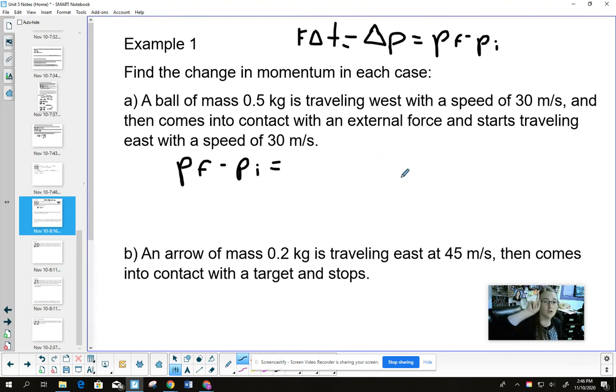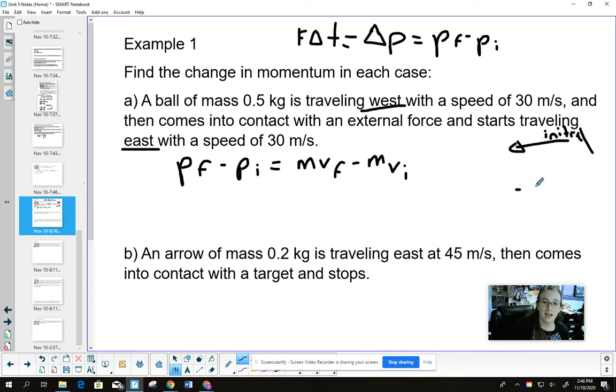Okay, what you needed to remember in this question is that we have mass of the object times its final velocity minus mass of the object times its initial velocity. In this case, v stands for velocity and direction matters. I hope you read this question carefully and saw that it changes directions. Initially it is traveling west, and finally it travels east.